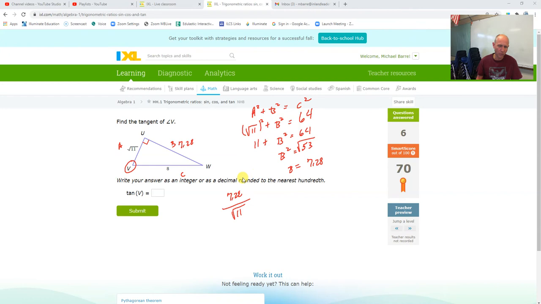My goodness, 2.20? I'm going to try it another way. It would be the square root of 53 over 11. That's another way of looking at it. Square root of 53 divided by 11. Yeah, I'm getting 2.20 again. I do not like this answer. And 2.2. I want to know if they would mark me wrong if I just put 2.2.